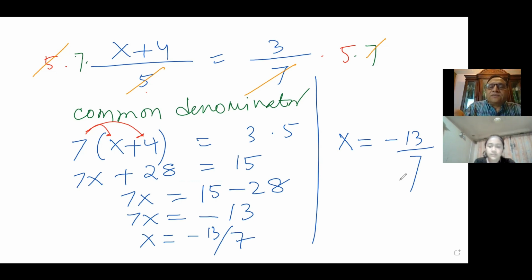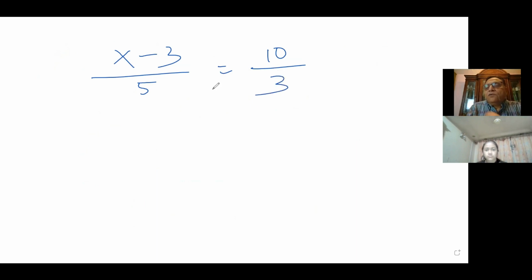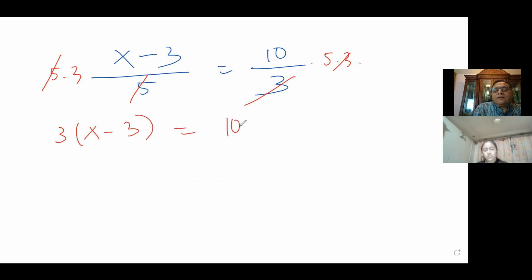So let's practice with some more of the same kind and see. This time we have (x minus 3) over, let's say, 5 equals 10 over, let's say, 3. How will you solve this? Tell me. We will multiply 5 on both the sides and 3 on both the sides. So 5 times 3 on both the sides, correct? And then we'll cut 5, then you cut 5 and 3. And then you get 3 times (x minus 3) equals 10 times 5.